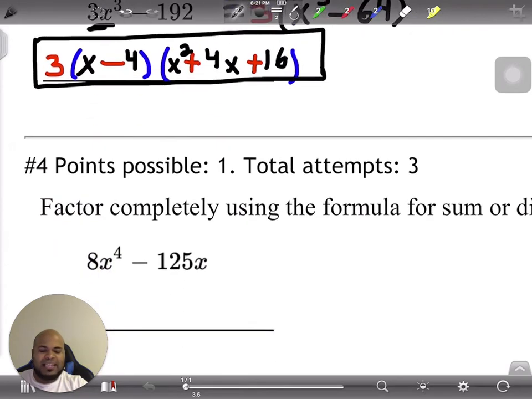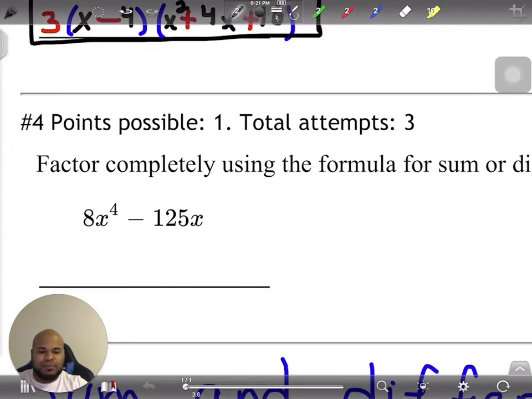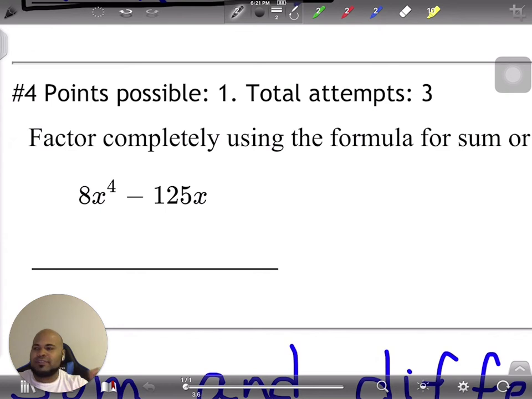So let's look at the last problem. Are you ready for the last problem? This is going to be the last problem. Very simple, very easy topic, I hope. You have 8x to the 4th power minus 125x. So you notice once again that there's something wrong this time with the variables, okay? So 8 is a perfect cube, 125 is a perfect cube, but you cannot take a cube root of x to the 4th power and just get nothing, right? Or a cube root of x.